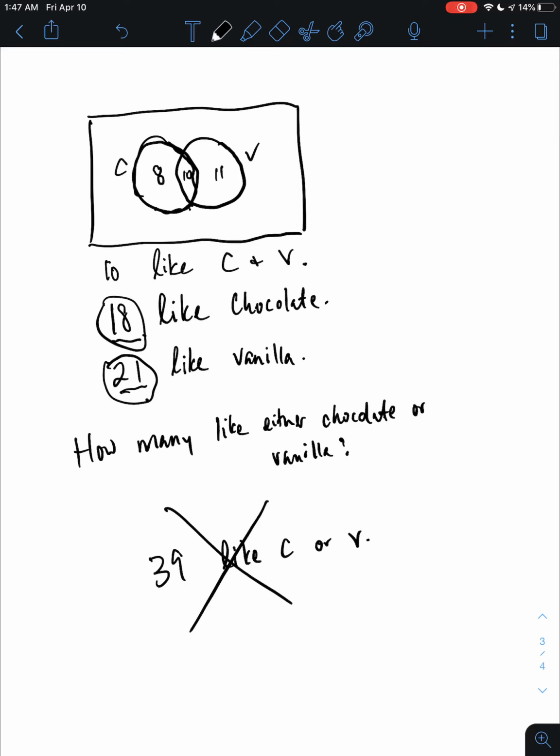And so what does this give me? It gives me 21, 29. So I can actually figure out how many students are in this category here. So how many don't like chocolate and don't like vanilla, or like neither chocolate nor vanilla? And that's 6 of them because there's 35 students altogether.